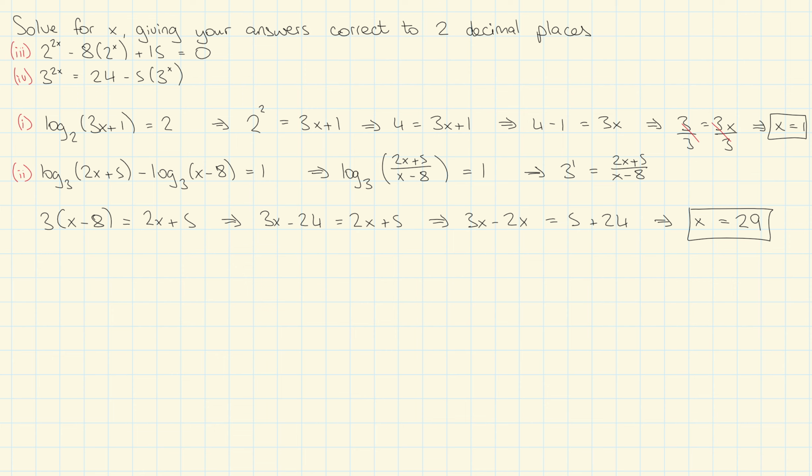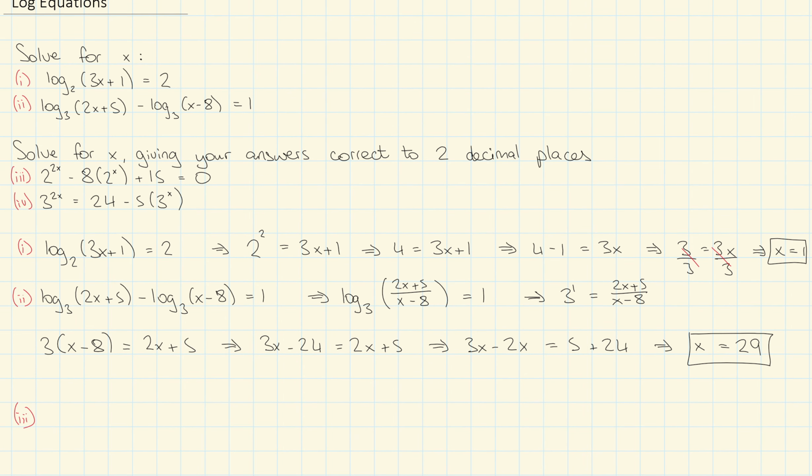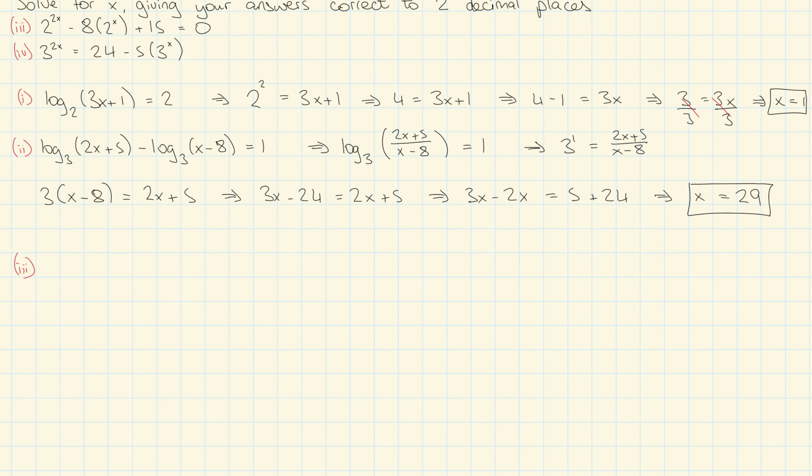Okay, so if we look now at part 3, we'll see the wording in parts 3 and 4 are slightly different to parts 1 and 2. Same again, we're being asked to solve for x, but they tell us to give our answers corrected to decimal places. So that tells me I'm going to use my exponential equation approach, but my last couple of steps will be slightly different in the approach. Okay, so we have 2 to the power of 2x minus 8 times 2 to the power of x plus 15 equals 0.